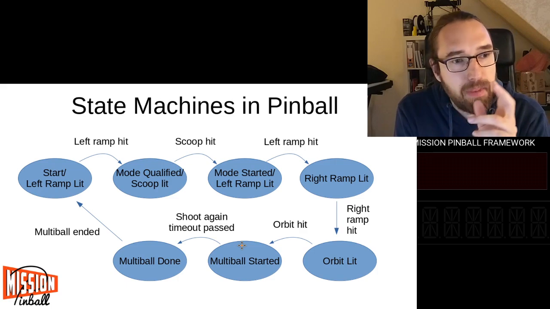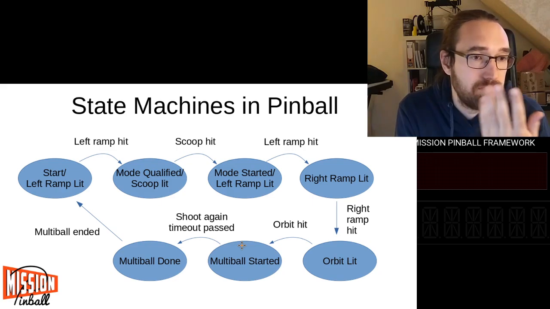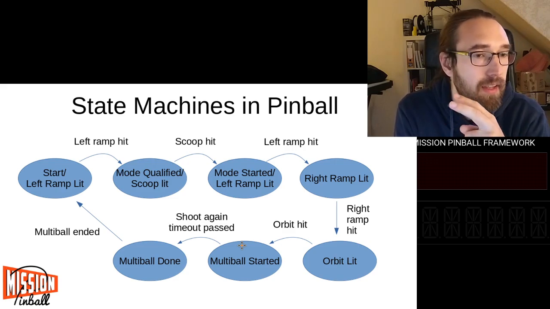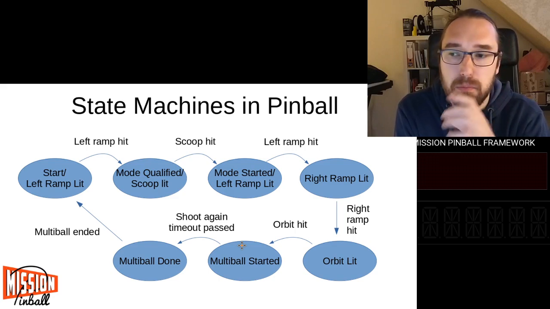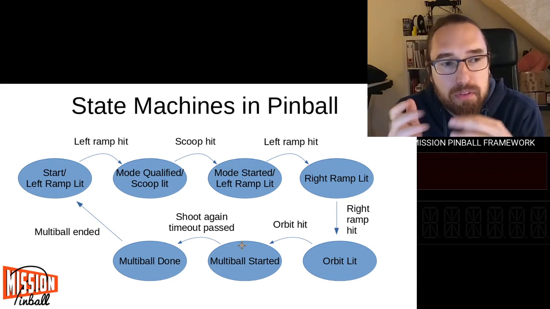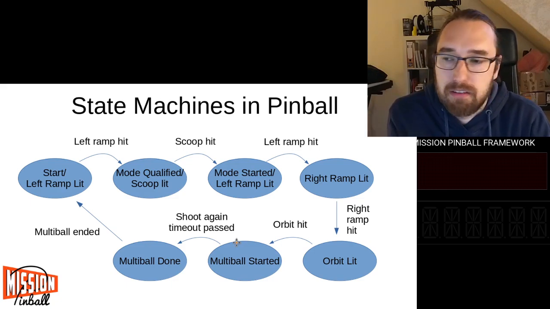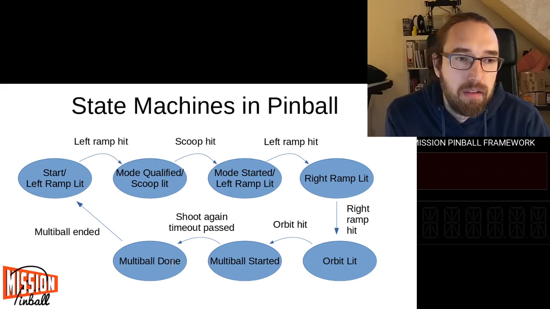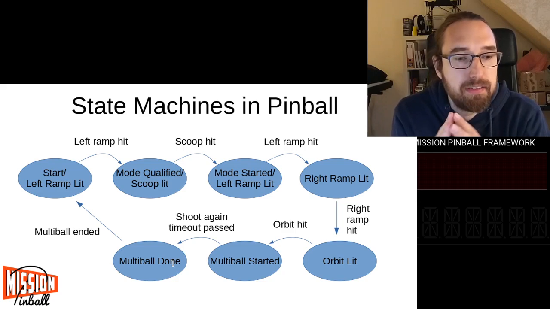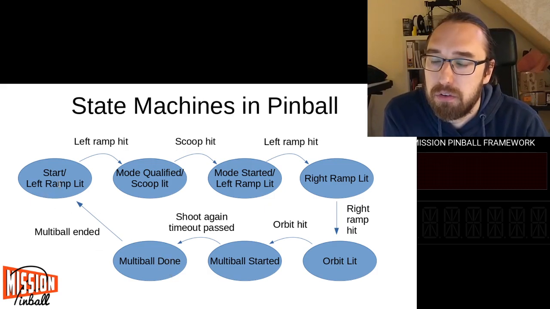And now you're happy and very busy shooting, keeping all those balls up, making a lot more points, and so on. Then it usually times out, and once you drain 2 out of your 3 balls, the multi-ball ends. At least in MPF, it will post an event that tells you that the multi-ball ended, and we can use that event to then go to multi-ball done. Sometimes you have some grace period where you can still collect a jackpot or something. And then we transition to the start state again.